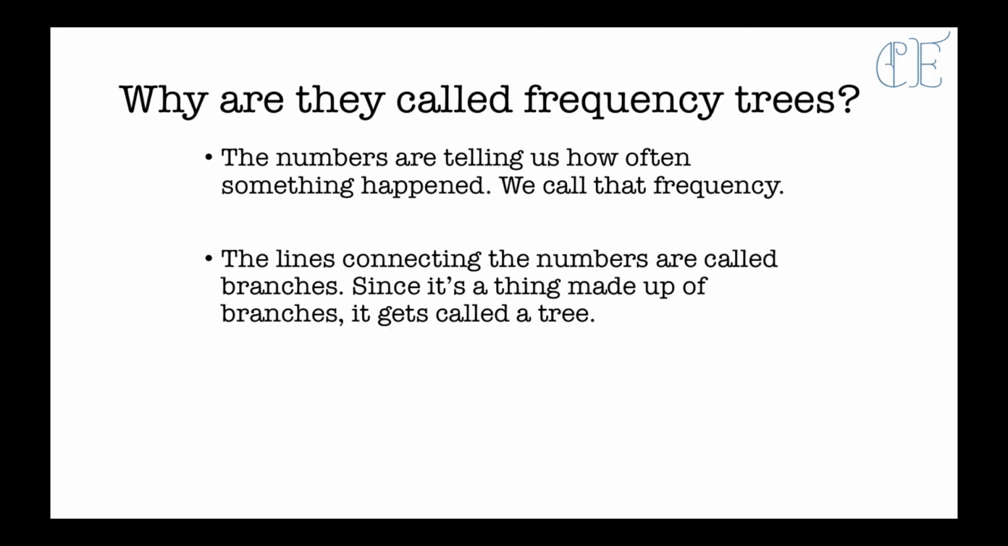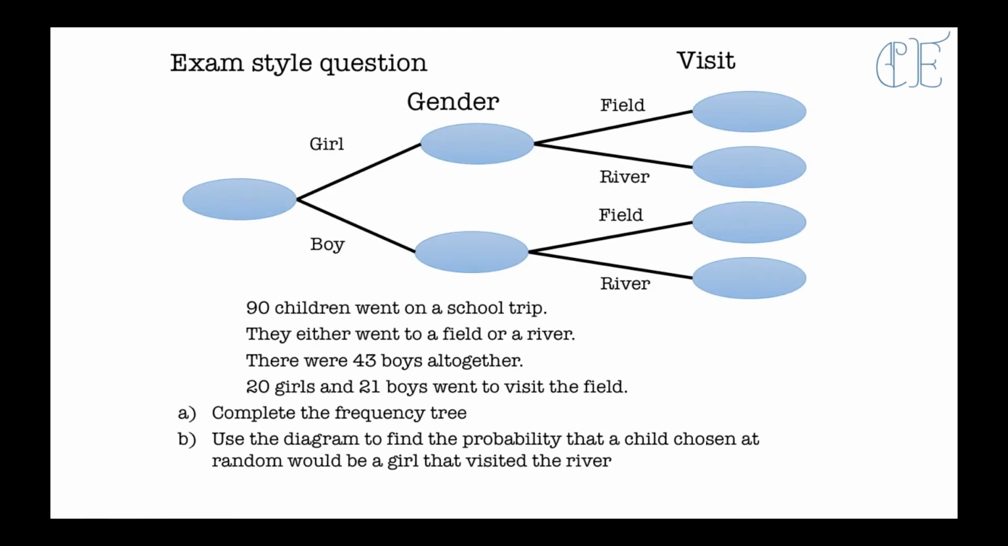The lines connecting the numbers are called branches. Since it's a thing made up of branches, it gets called a tree. So here is an exam style question that you might get. It says that 90 children went on a school trip. They either went to a field or a river. There were 43 boys altogether, and 20 girls and 21 boys went to visit the field.